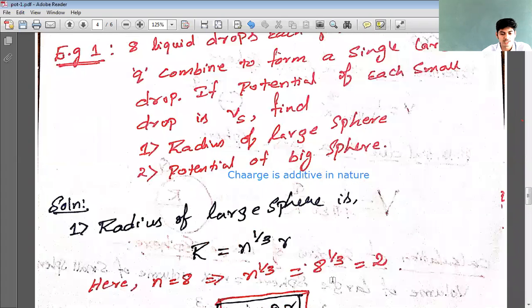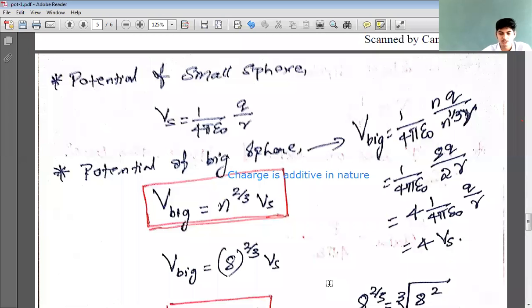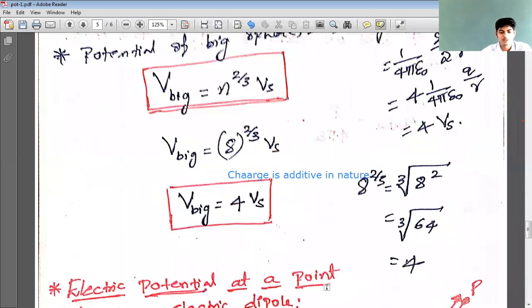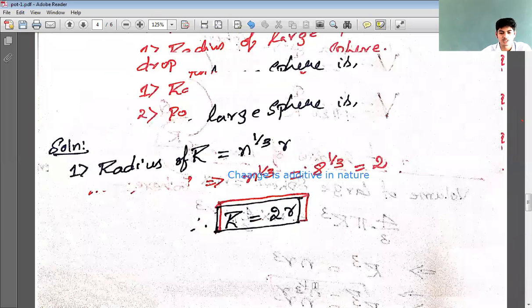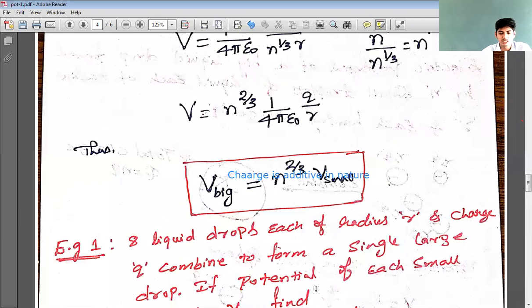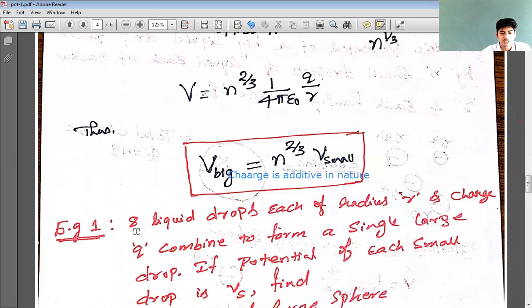Here I have given you an example. I have solved it in two ways. Follow whichever method seems convenient to you and solve this example once. 8 liquid drops, each of radius small r and charge small q, combined to form a single large drop. Here the number of drops that combine is given as 8.